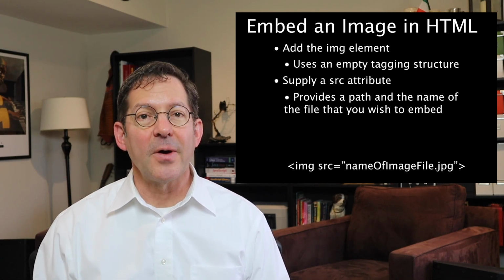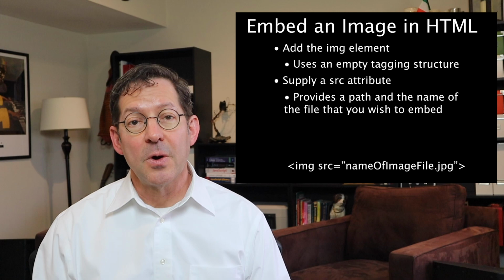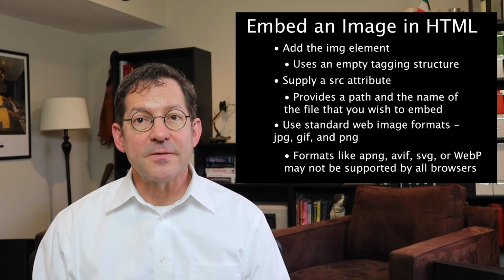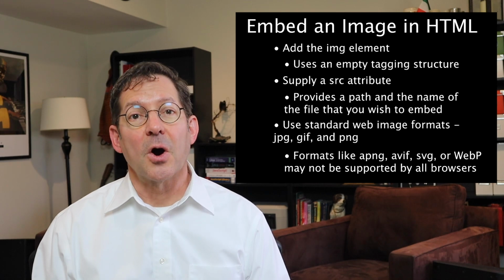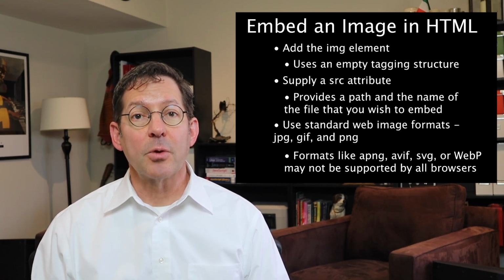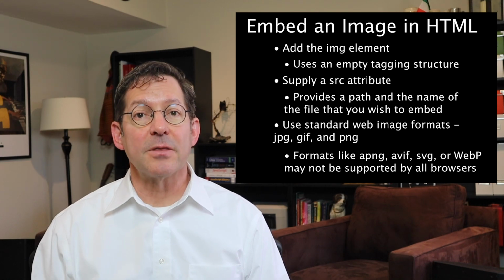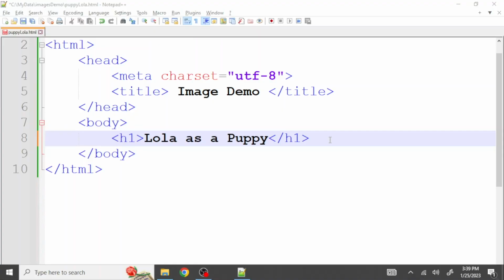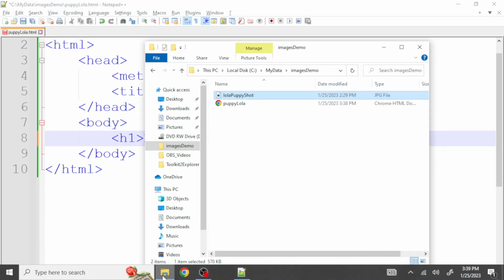Where the HTML file ends with an extension like HTM or HTML, the image files that you generally see on websites are JPEG, GIF, or PNG files, but you may see other formats as well. If I return to my PC and open a file exploring window, you'll notice that I have moved an image file, a JPEG file, into the same folder as the HTML file. You'll remember that the HTML file was named Puppy Lola, and you'll notice the image file, which is named Lola Puppy Shot, appears in the same folder.